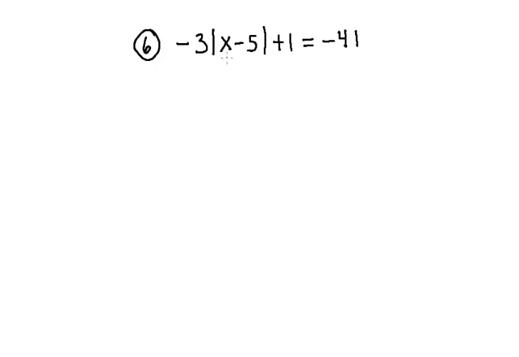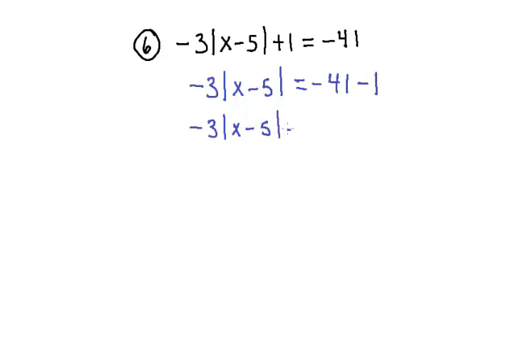Minus 3 times absolute value of x minus 5 plus 1 equals minus 41. So first, we leave the absolute value alone. So we need to pass this 1 to subtract, and we need to pass this minus 3 to divide. We're going to do that first. So minus 3 times absolute value of x minus 5 equals minus 41 minus 1, which is minus 42. Then is when we pass this to divide. So it would be absolute value of x minus 5 equals minus 42 divided by minus 3.